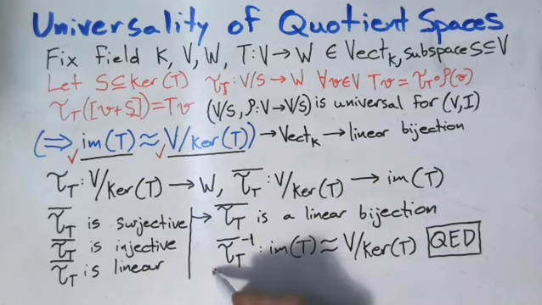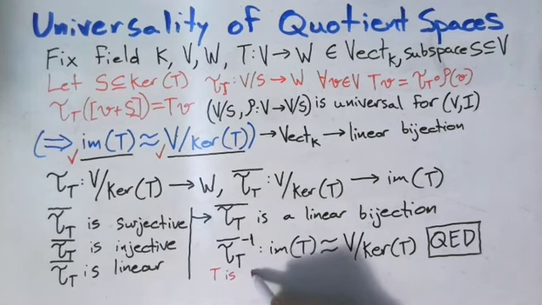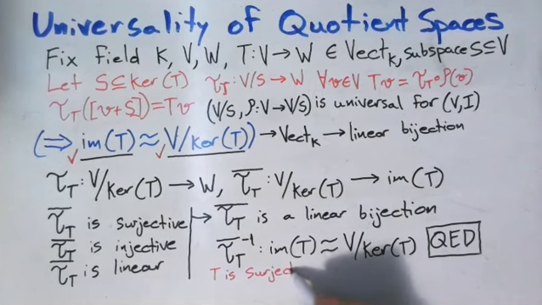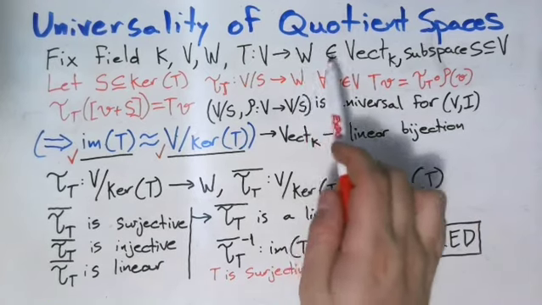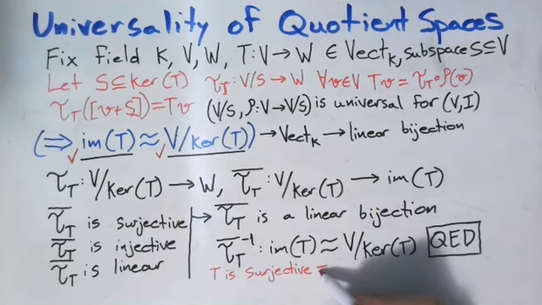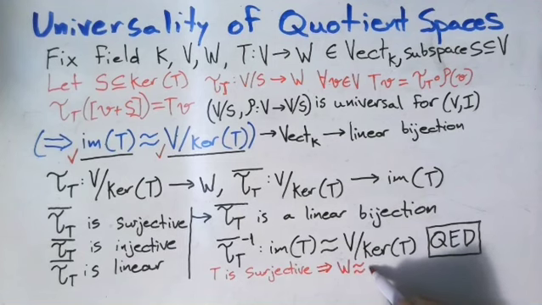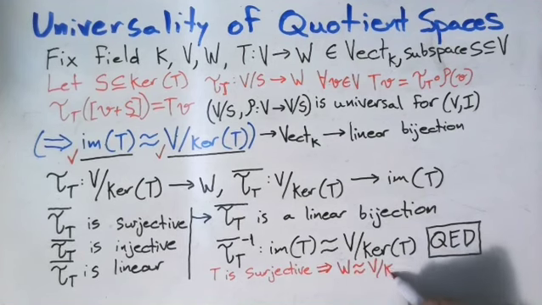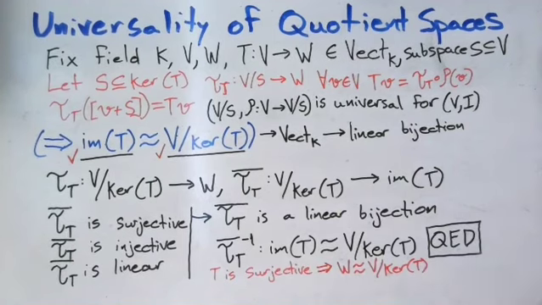One is that if T is a surjective function, right, if this linear transformation T actually happens to be surjective, then it covers all of W, so the image of T is actually equal to W, and if that's the case, then we get that W itself is actually isomorphic to the quotient space over the kernel. So that's a pretty cool result. For any surjective linear transformation T, the codomain W is actually isomorphic to the quotient space over the kernel.